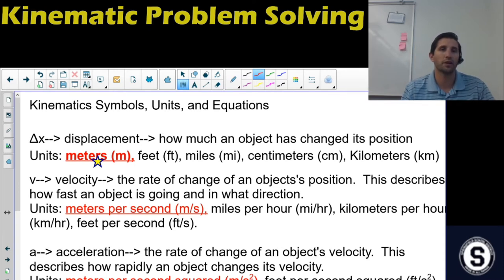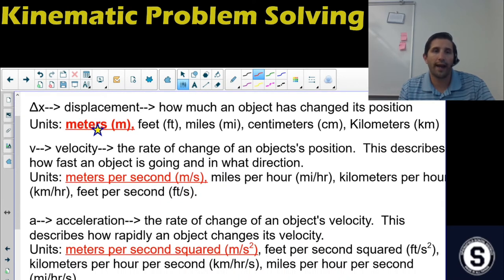The next symbol is v, and v stands for velocity. Velocity is defined as the rate of change of an object's position. All right, so what does that mean? It means how fast is it moving and what direction it's going. And we talked about this in class as well. The units that we're going to use for velocity are meters per second. That's the standard unit, but you could use miles per hour, kilometers per hour, or feet per second. Those are all examples as well.